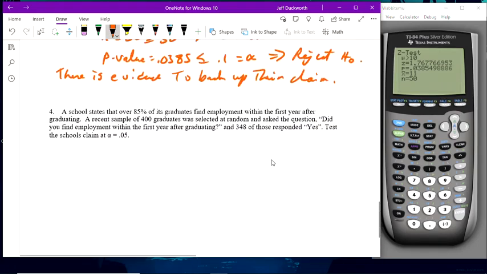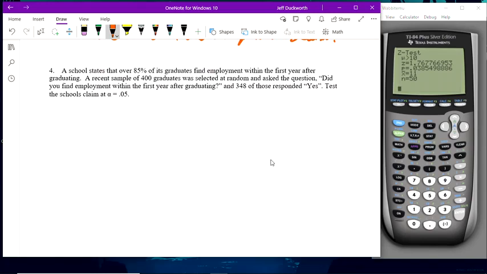All right, and finally, number 4, a school states that over 85% of its graduates find employment within the first year after graduating. A recent sample of 400 graduates, this is going to be n, was selected at random, and asked the question, did you find employment within the first year after graduating? All right, 348 of them responded yes.